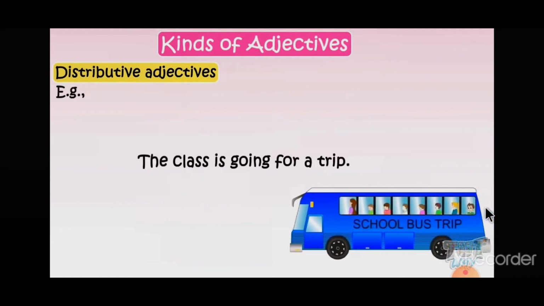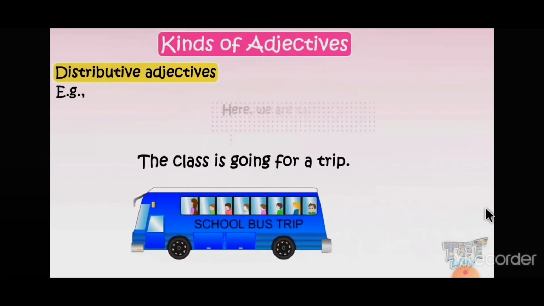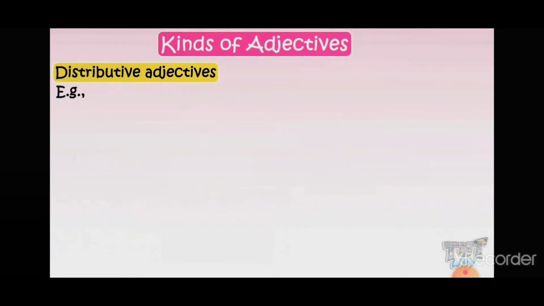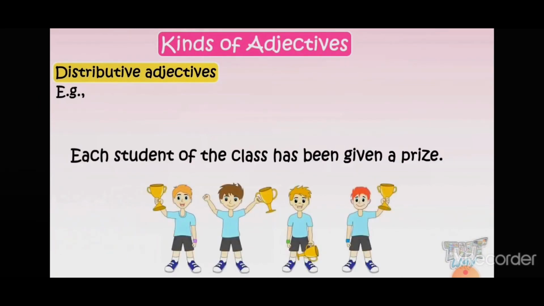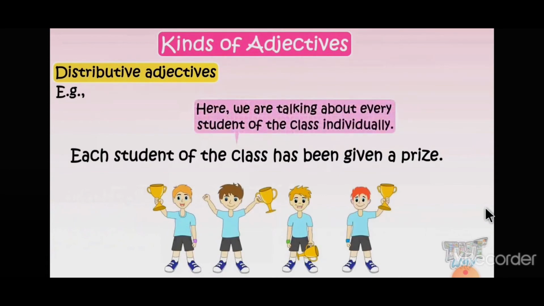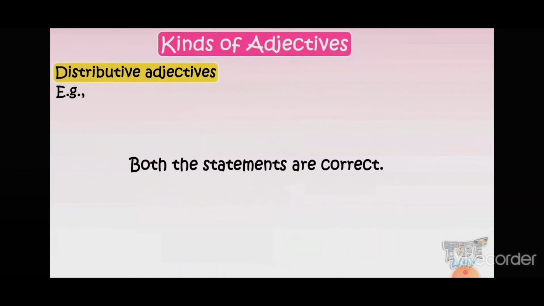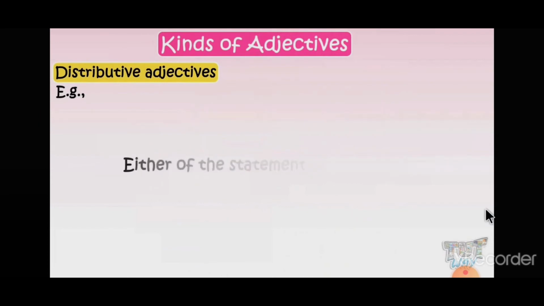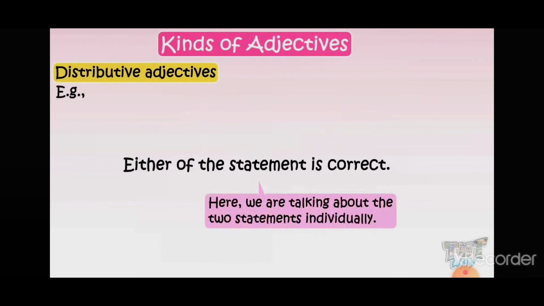The class is going for a trip. Here, we are talking about all the students collectively. Each student of the class has been given a prize. Here, we are talking about every student of the class individually. Both the statements are correct. Here, we are talking about the two statements collectively. Either of the statements is correct. Here, we are talking about two statements individually.